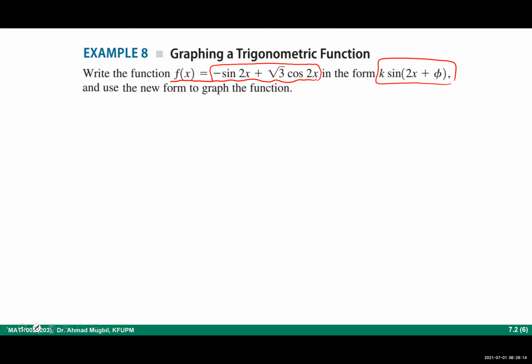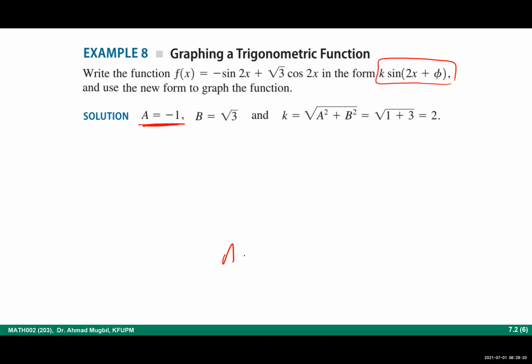So you need first to find what is A. A is the coefficient of what, ya shabab? Remember the formula: A sine x plus B cosine x. It is not necessarily x, whatever the angle, theta, whatever. The angle must be the same here. So now, B is the square root of 3. K will be the square root of the sum of the squares. It will be 2. So I have A, B, K. So now I can see that f of x will be K sine of the angle, which is 2x plus phi.